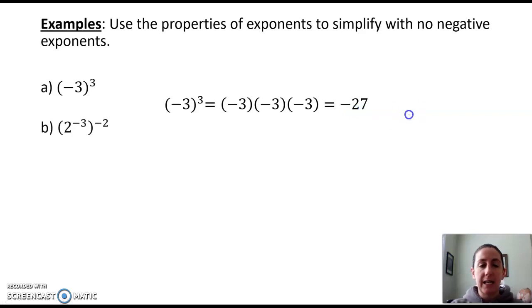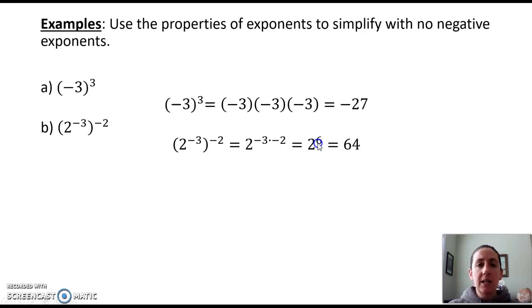If we wanted to take negative 2 raised to the negative third, raised to the negative second, power of a power, we take these two powers and we multiply them together to get negative 3 times negative 2, which is positive 6. And then we'll take the base 2, multiply it to itself 6 times. 2 times 2 is 4, times 2 is 8, times 2 is 16, times 2 is 32, times 2 is 64.